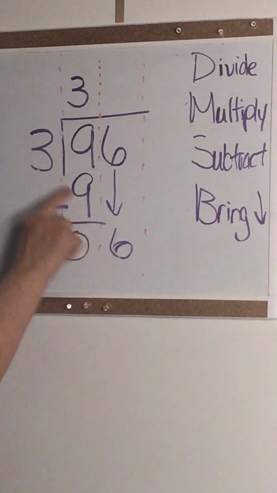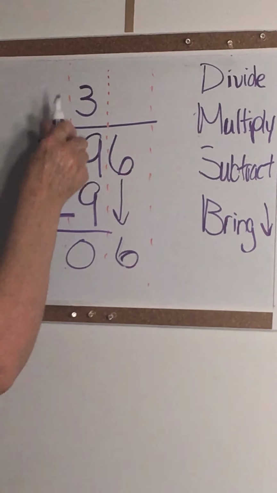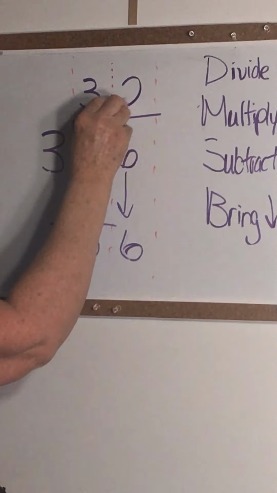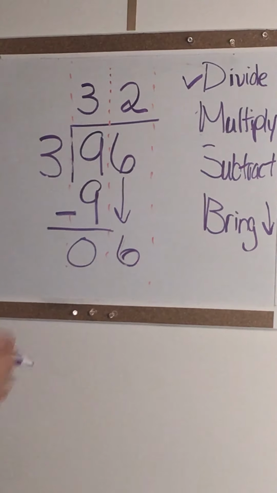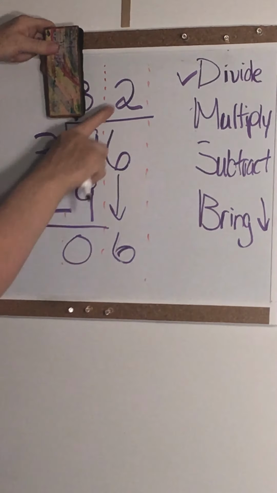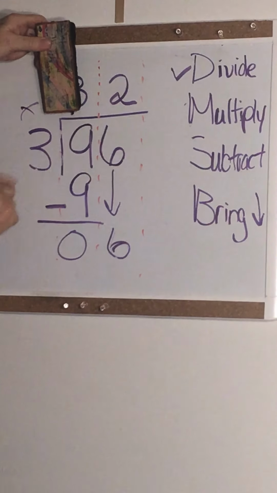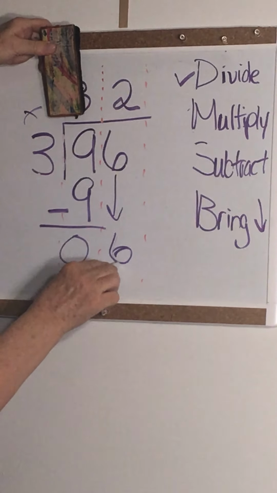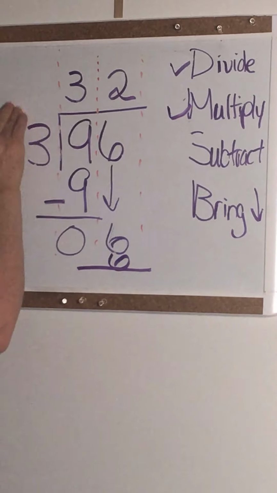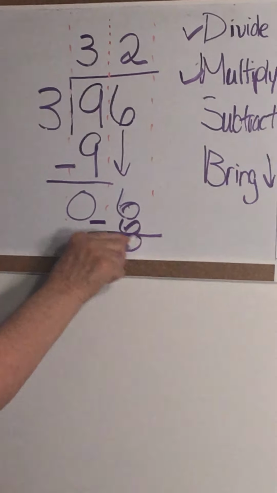Divide. 6 divided by 3. What's 6 divided by 3? We're in this column now, so we're going to write a 2. So we just divided. What's our multiplication problem? We're not using this number. We're using this number. 2 times 3. Where do we write the answer here? 6. Okay? We just multiplied. Now we subtract. 6 minus 6 is 0.